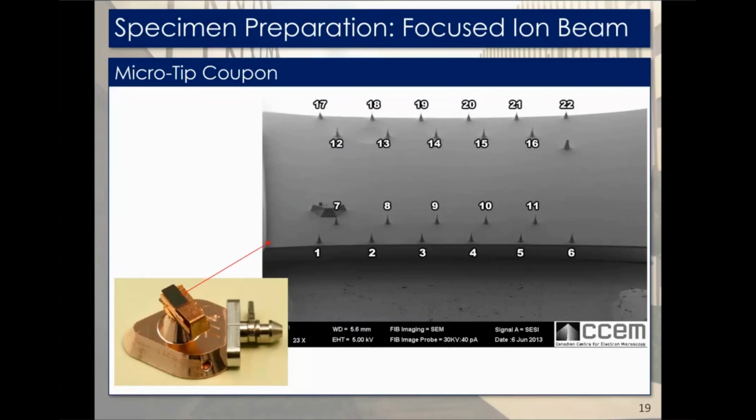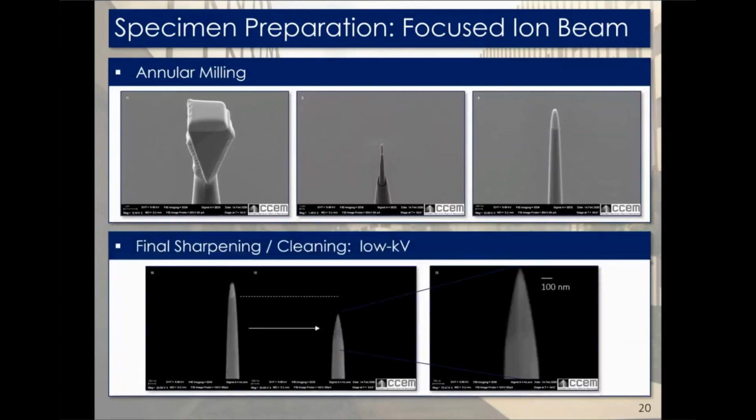But of course, attaching our sample to the end of these little posts is not all we need to do. At that point, we've attached about 2 microns of material, and so we need to get it quite a bit sharper than that to run it in the atom probe. We do that through milling again on the FIB.